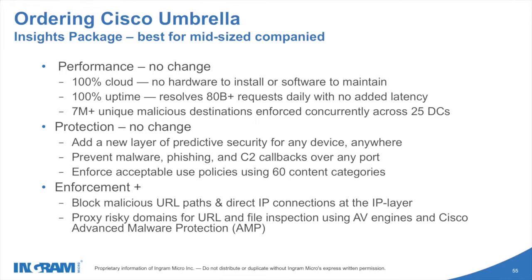So the Insights package, best for mid-sized companies. The performance is the same, protection, no change. So we have the 60 content categories for enforcement. In terms of the enforcement category, block malicious URL paths and direct IP connections at the IP layer, and proxy risky domains for URL and file inspection using antivirus engines and Cisco AMP, the advanced malware protection.